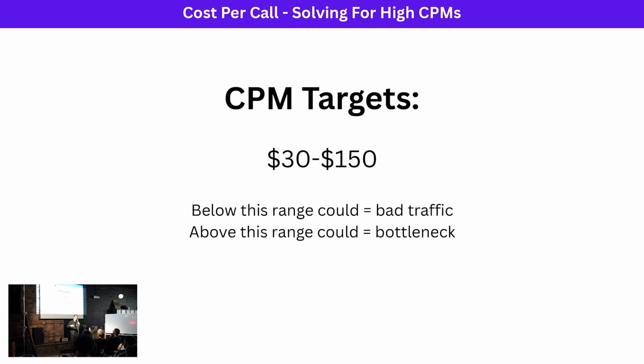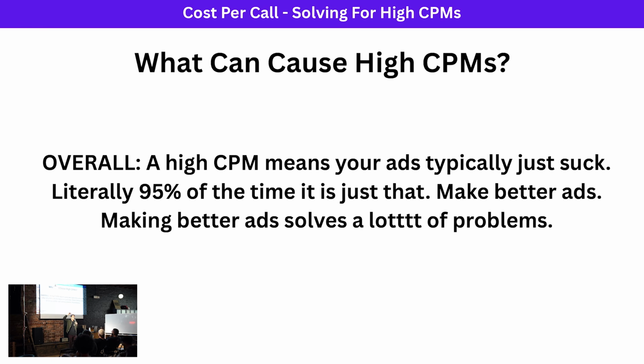Below this range, you could have some really bad traffic and bot traffic. Some of you guys have experienced that. Above this range could be a bottleneck, right? But again, if ROAS is good, are we touching anything to do with CPMs? No. Thank you. There you go. So overall, high CPM basically means that your ads just typically suck. Literally 95% of times, it's just that. So make better ads. That solves a lot of problems.